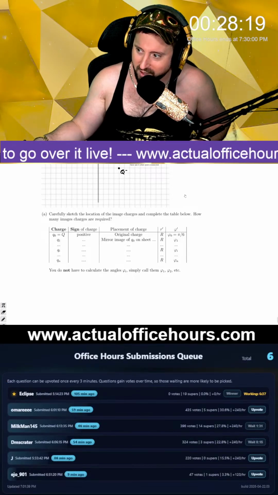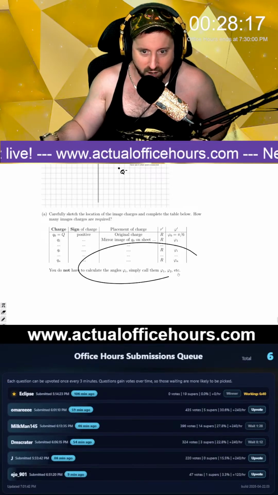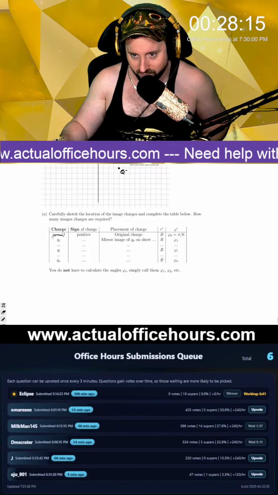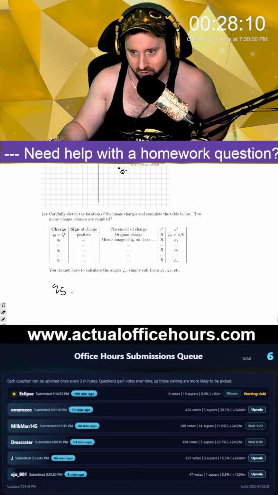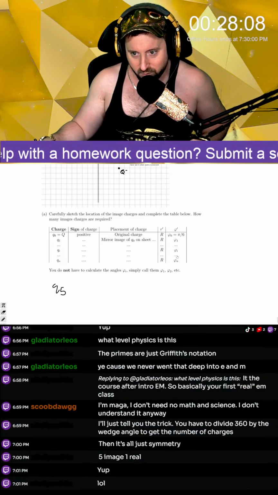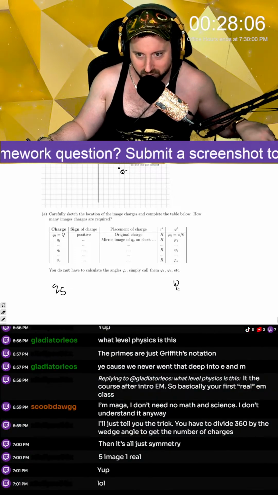Wait, they don't even want us to find the angles. So you literally just say that this is Q0, and then you just say this goes up to Q5, basically. And then you just say these are different angles. This is kind of silly.